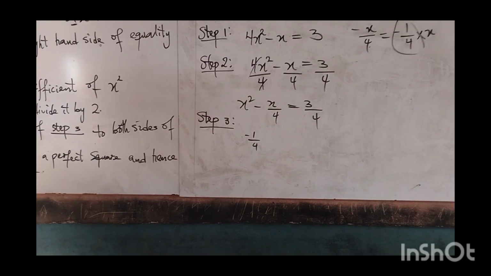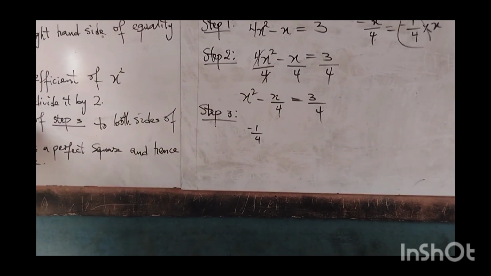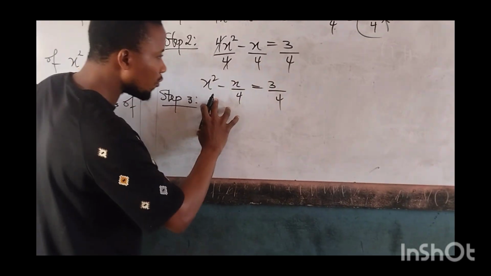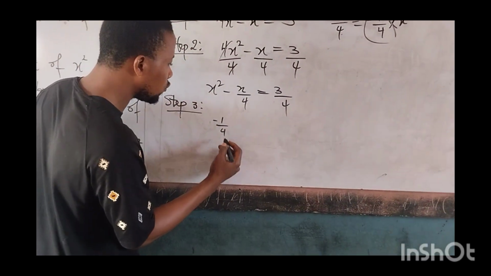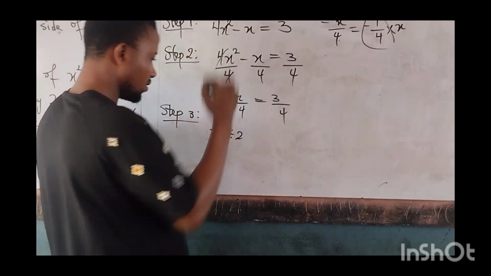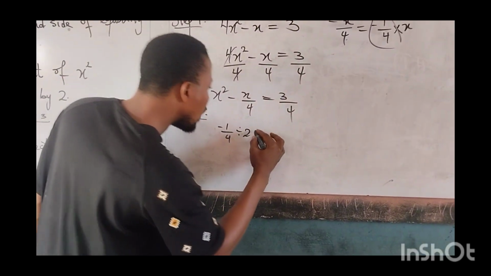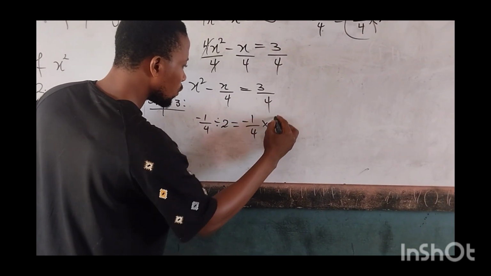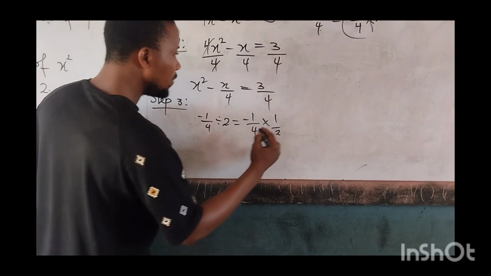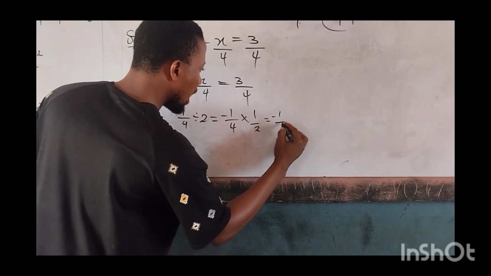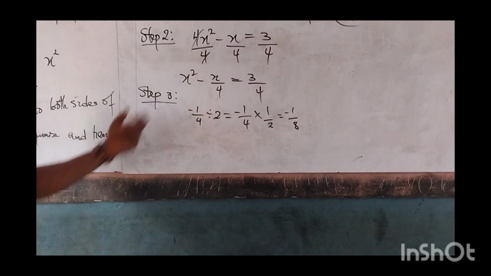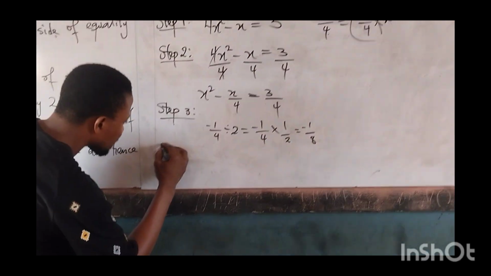Don't forget, the step states that you take the coefficient of x and divide it by 2. So this is the coefficient of x, and you are dividing it by 2 like this. So if you do it, you have minus 1 over 4 times 1 over 2, which will give you minus 1 over 8. That's step 3.